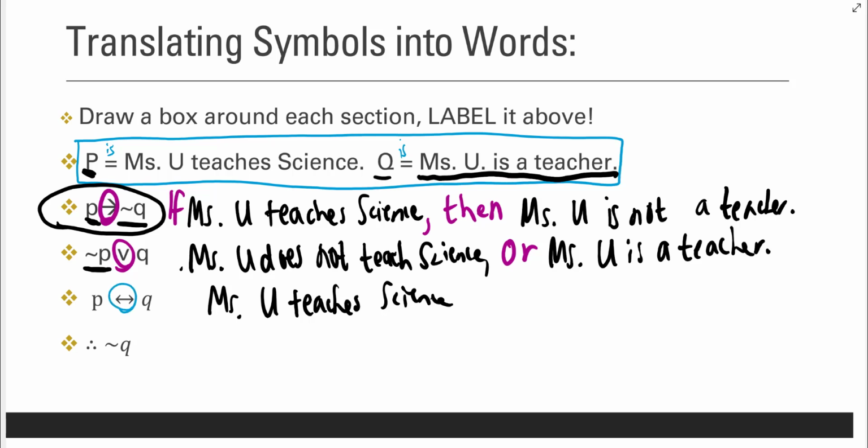Okay, this means if and only if. If and only if. And then we have Q.